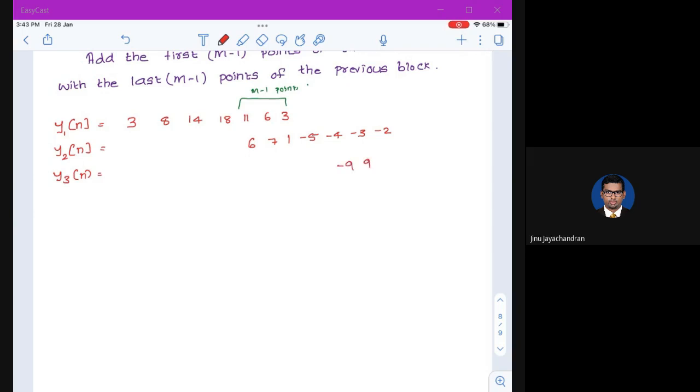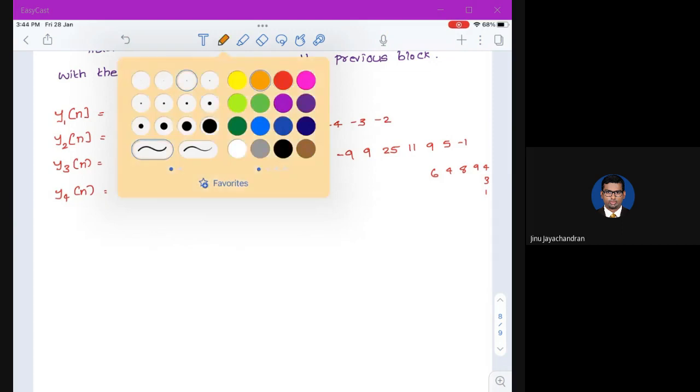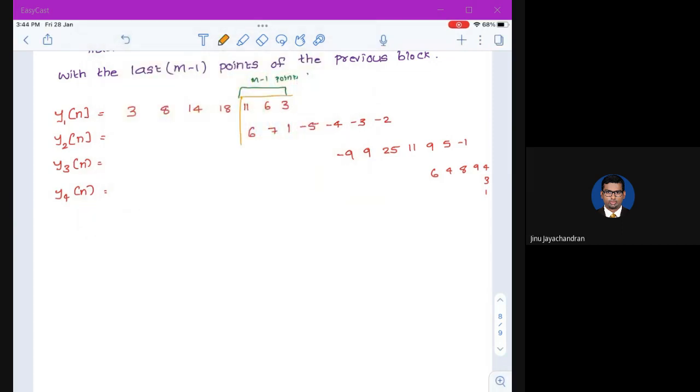9, 9, 25, 11, 9, 5, minus 1. Okay, and when you consider y4 of n, this is equal to again 6, 4, 8, 9, 4. I'm just writing it below, that's all. Okay, so you see here you need to add the first m-1 points of the current block and the last m-1 points of the previous block. Similarly, you need to add these points and you need to add these points.